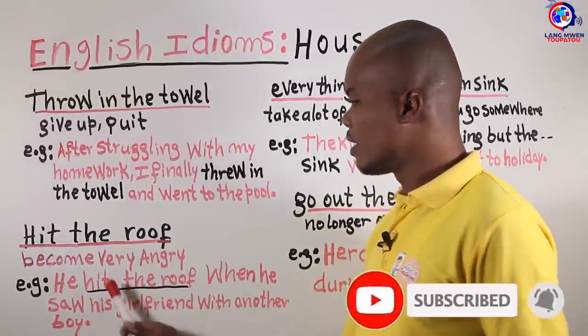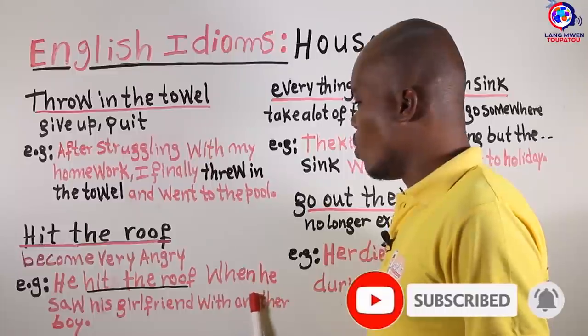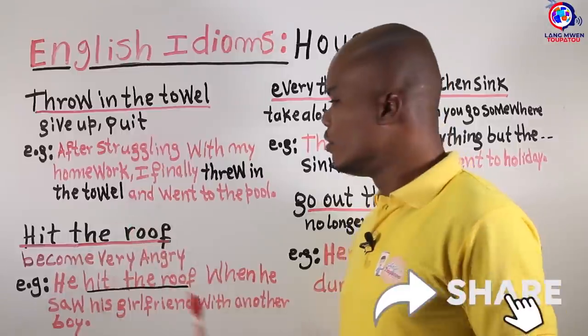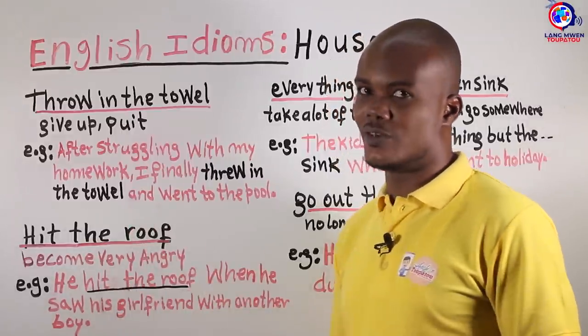How do you say that sentence? He hit the roof when he saw his girlfriend with another boy. So, hit the roof means become very angry.